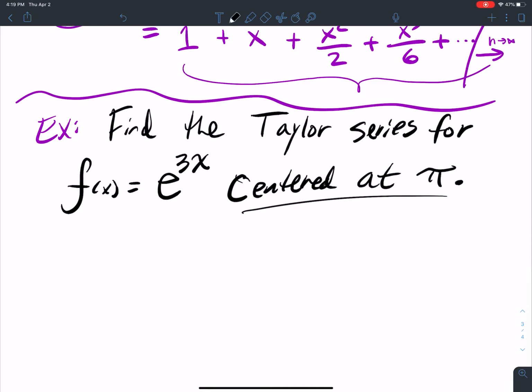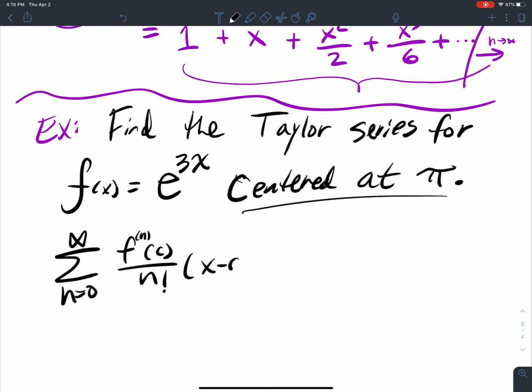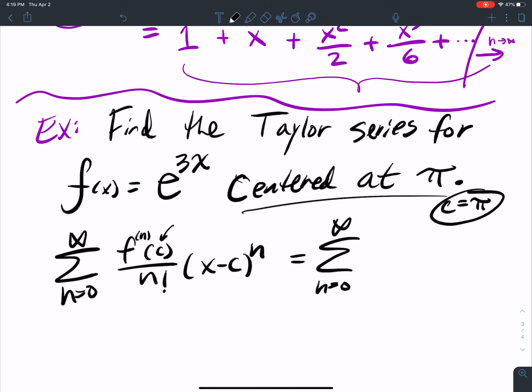So let's write out our definition. The first thing I want you to do is write out the definition: the sum from n equals 0 to infinity of f^(n)(c) over n factorial times (x minus c) to the n. What can I start plugging in here? Well, right off the bat, I need to know my c. My c here is pi. So the nth derivative evaluated at pi over n factorial times (x minus pi) to the n.